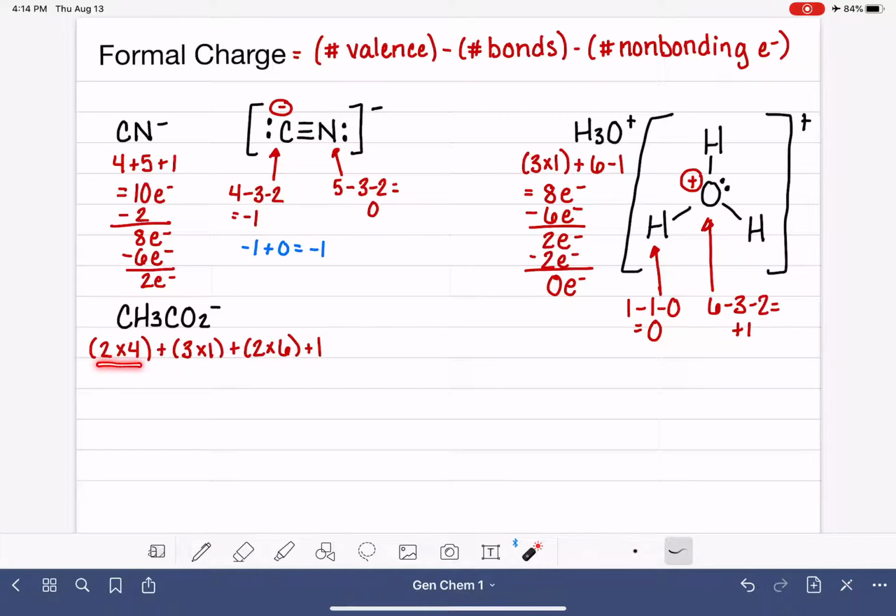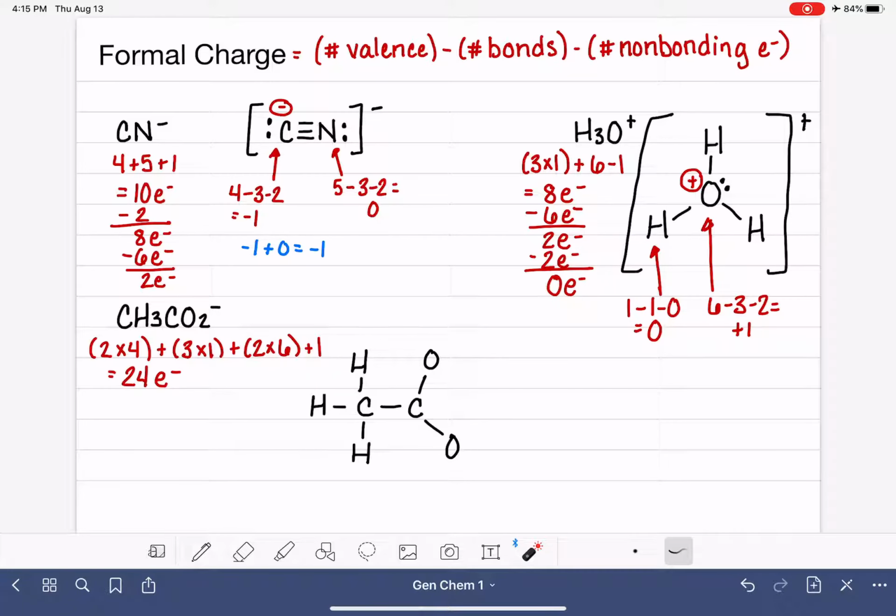So this is 8 plus 3 is 11 plus 12 is 23 plus 1 is a total of 24 electrons. Now the structure for this is a little bit tricky to read from the formula, so I'm going to give you some hints. In this formula, the 2 carbon atoms are bonded directly to each other, so we're going to draw it like that. And then the carbon on the left hand of our drawing, we're going to give that guy all 3 of the hydrogens, and the other carbon will get the 2 oxygens. So this is kind of the skeleton that we're going to start with.